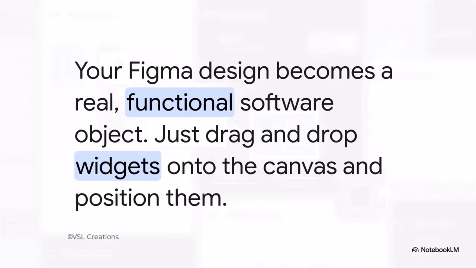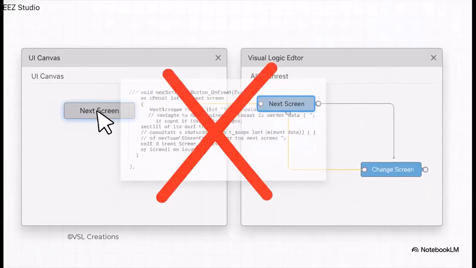Let's actually see it in action. So here, we're reassembling that UI from Figma right inside EEZ Studio, side by side. The widgets are literally just being dragged onto the canvas and positioned. You can see that visual concept becoming a real, tangible software object right before your eyes. All right, next we wire it up. Check this out. You can see right here how a button's on-event trigger is being visually connected to a change screen action. That simple drag-and-drop connection right there, that just replaced what would have been a complicated, messy, and really error-prone block of C code.